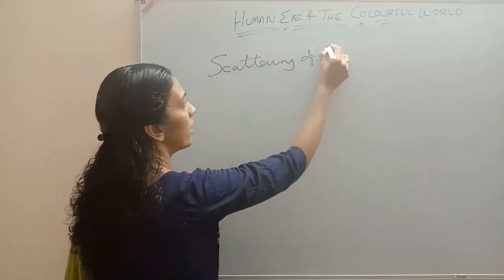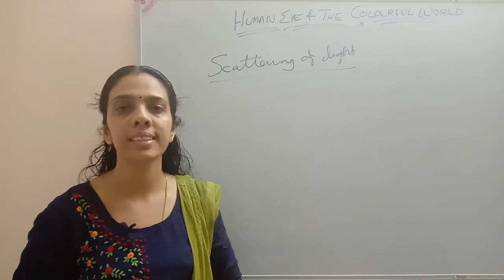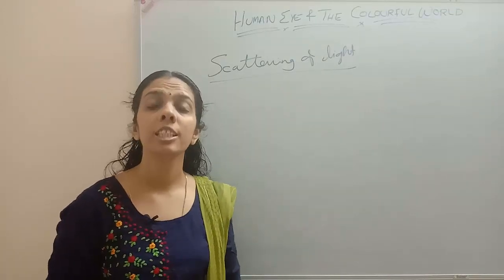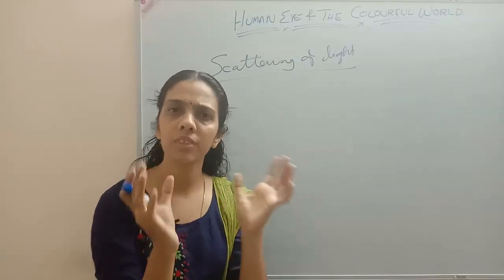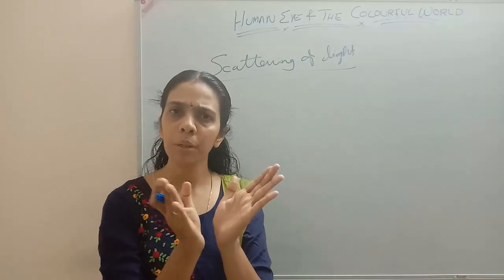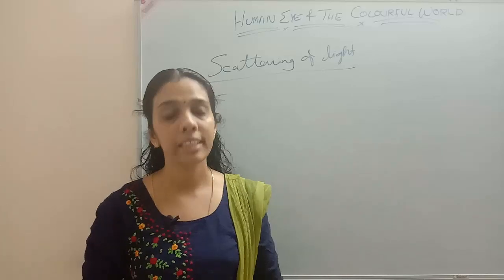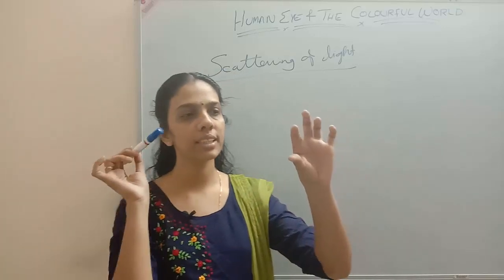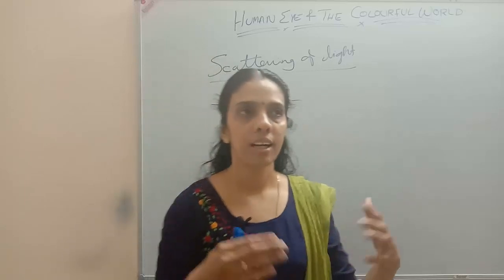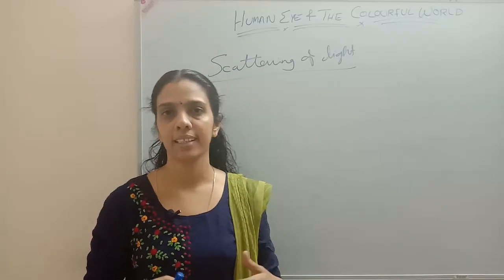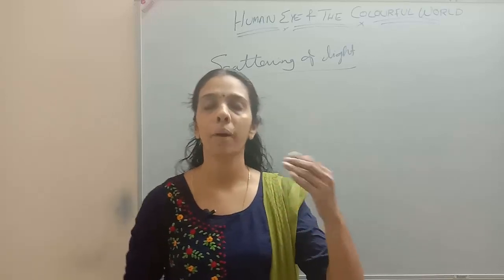Scattering of light. See, what is meant by scattering? When light rays are incident on some particles of matter, they are redirected in different ways. That is scattering. Scattering means moving in different directions, like a particle being scattered away. If a ray of light is incident on particles of matter, it will be scattered in different directions. So that is called scattering. Scattering means redirecting the light ray when it is incident on particles of matter.